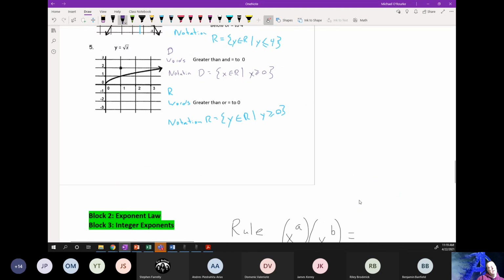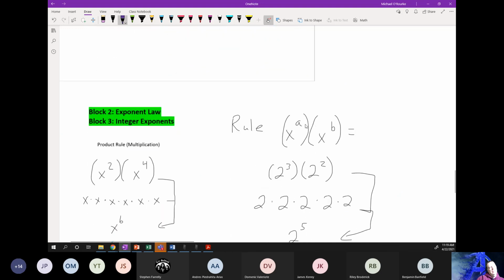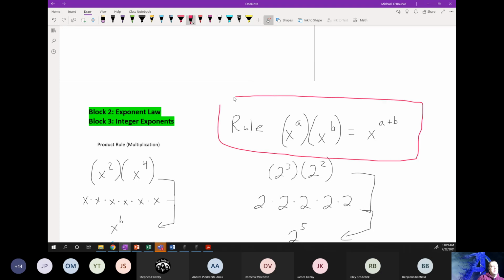So our rule, if we had to write a rule up here, I have x to the a times x to the b. That equals x to the a plus b. Does that make sense of what I wrote there? So a and b are just variables that kind of represent your numbers. So you're just going to add the 2 exponents together.